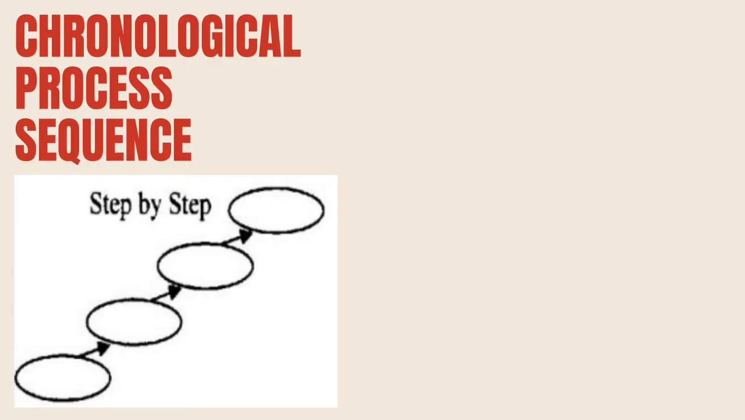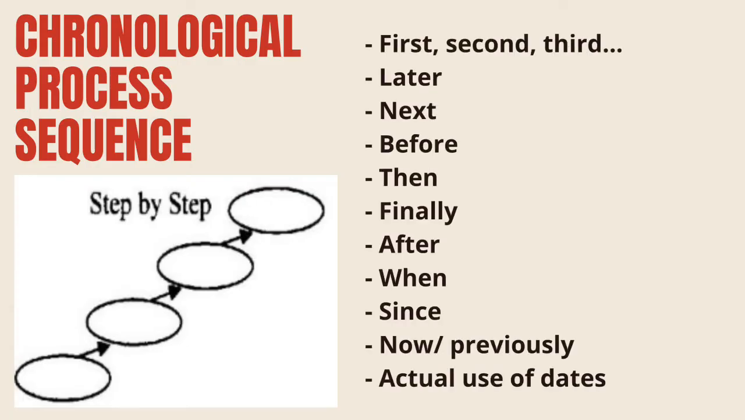Chronological process or sequence academic text structure uses this graphic organizer which visualizes the step-by-step procedure discussed in the text. This structure also uses the following signal words: first, second, or third, later, next, before, then, finally, after, when, since, now, or previously, and also the actual use of dates. The following questions are used to understand it more.